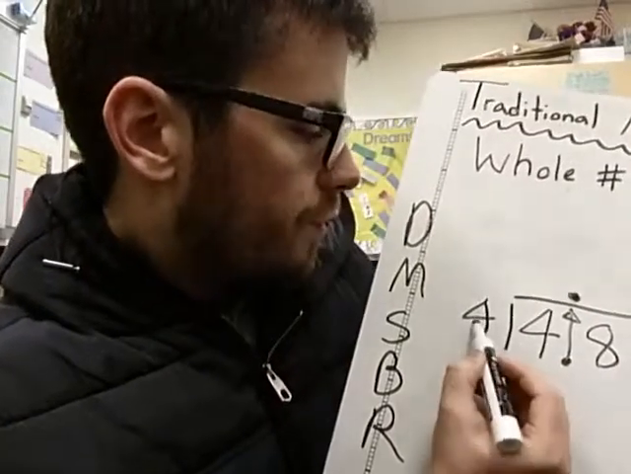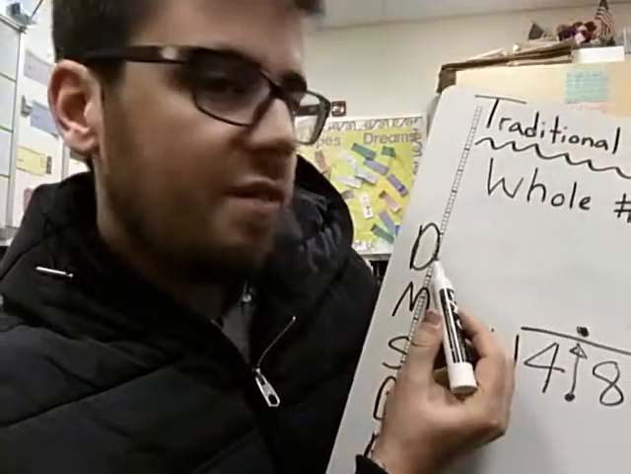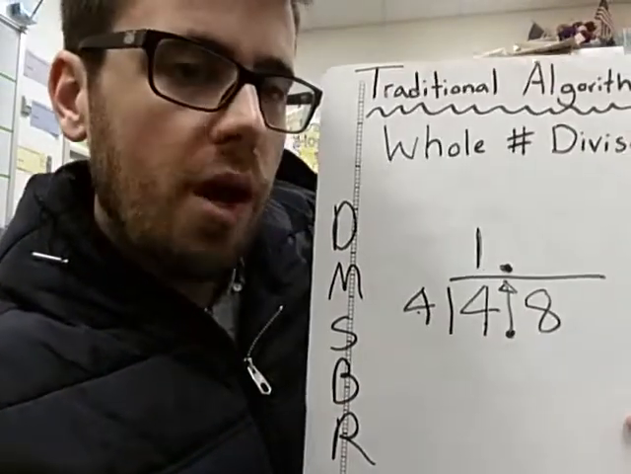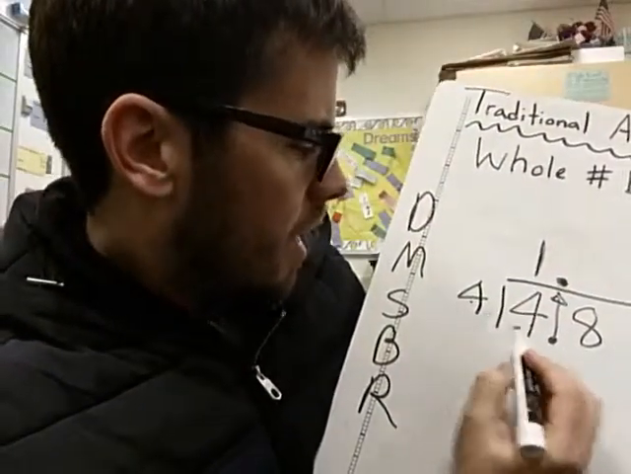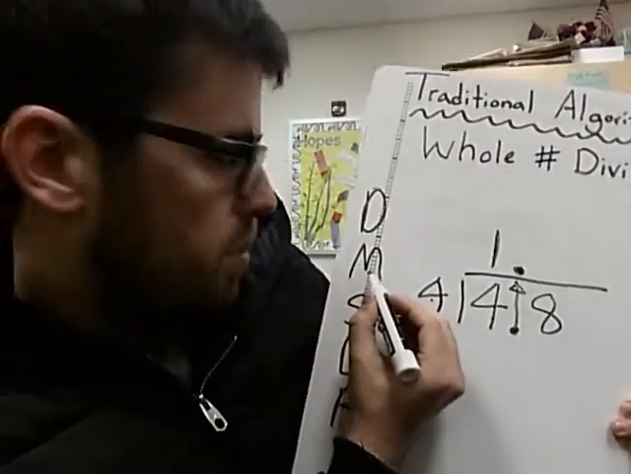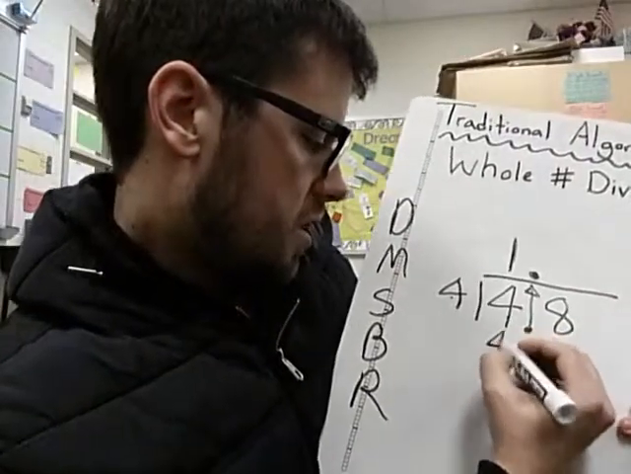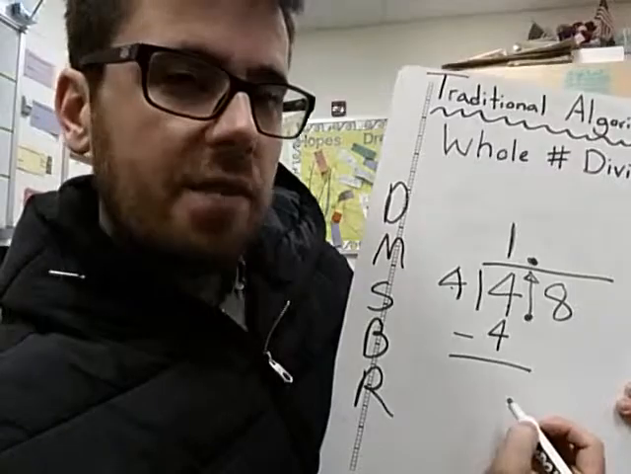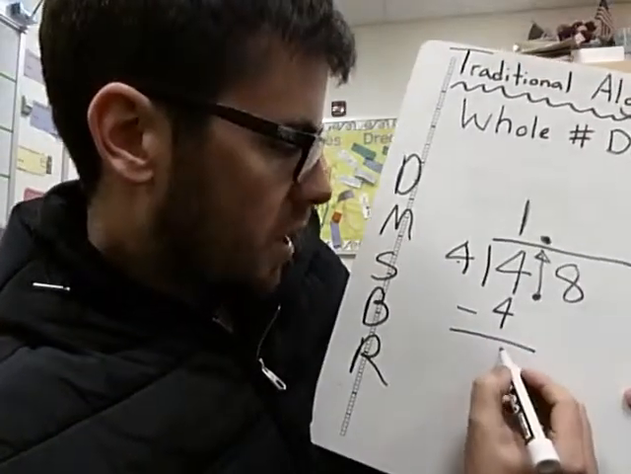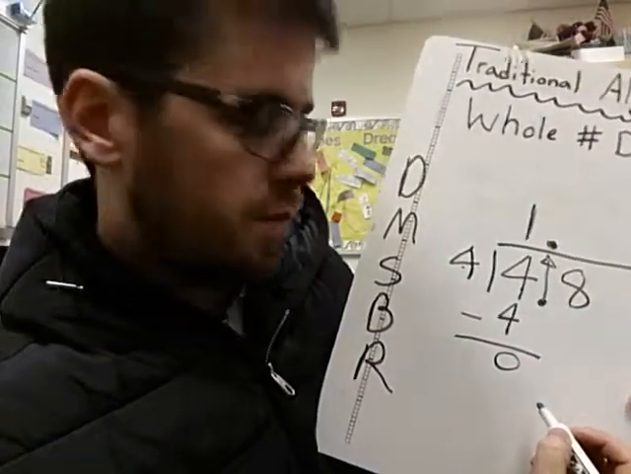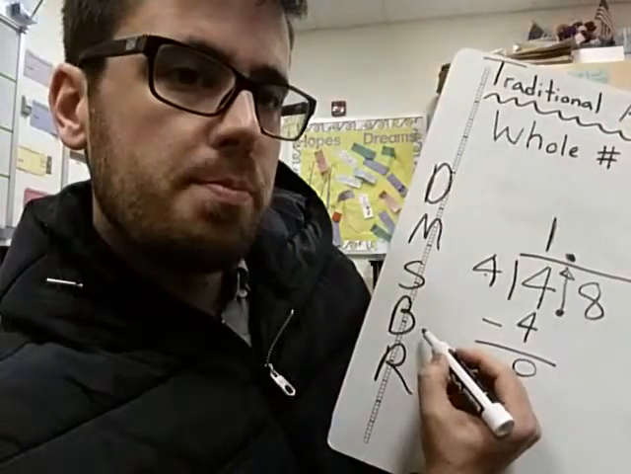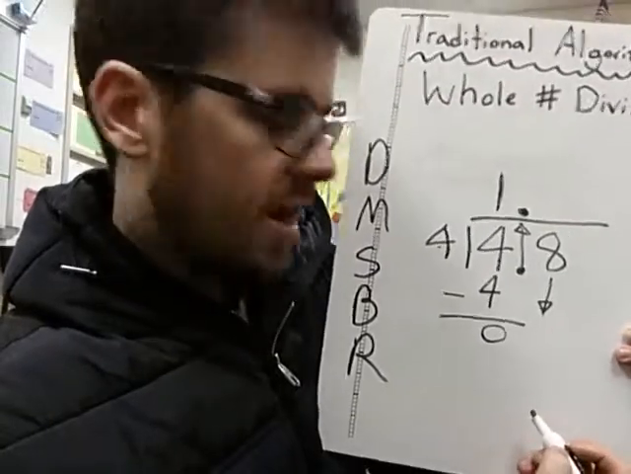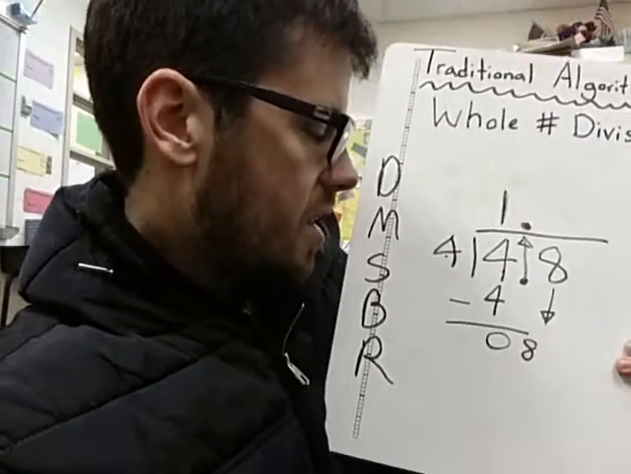All right, so 4 goes into 4. 4 divides into 4 one time. Okay, so I write my 1 up here. And then I'm going to go ahead and do my second step, multiply. 4 times 1 is 4. Then I'm going to subtract, my next step, to see if I have a remainder. 4 minus 4 is 0. I have no remainder from that. So I move on to my next step, which is bring down. I have an 8, so I'm going to go ahead and bring that down. I'll put it right here, okay?